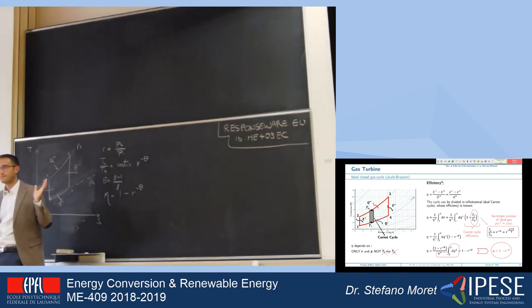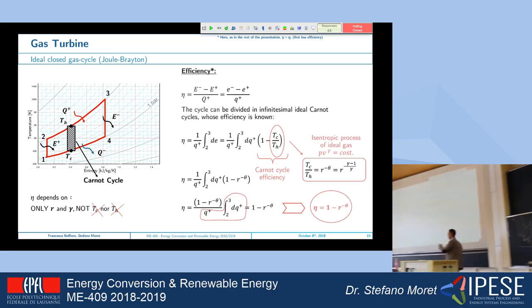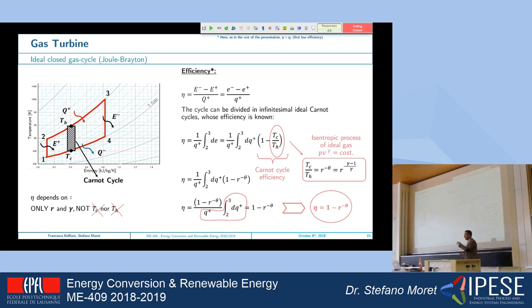So remember these key items that you know, because they will be important to follow the rest of the lecture. And remember that the efficiency of this cycle only depends on the pressure ratio and on gamma. So it depends on a decision variable that we have, the pressures between which we operate, and the fluid we're using, because gamma is a property of the fluid.